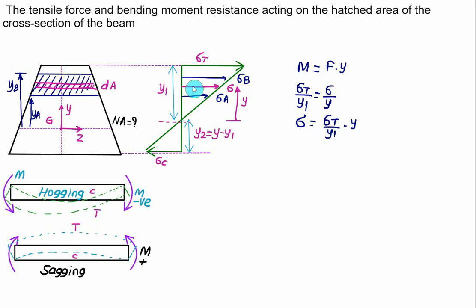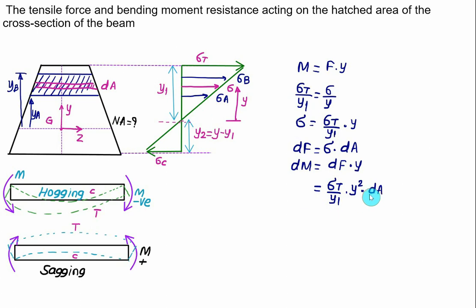Now we can compute the force for the given element. That force dF will be equal to sigma multiplied by the area dA. And then we can calculate the moment resistance for the given area, which will be equal to dF multiplied by y. And then we can calculate the total value by substituting the value of dF, where sigma is replaced by sigma t divided by y1 multiplied by the distance y, and this value is y, so we have y squared multiplied by dA.